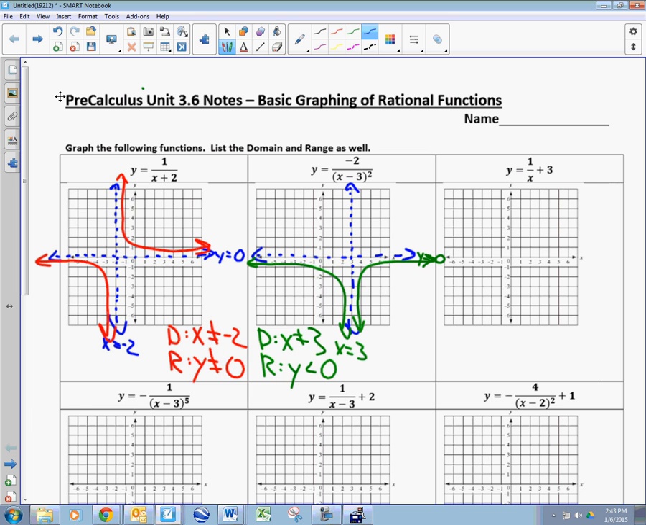How about the next one? Is there a horizontal shift? No, there's not. So I will stay right at 0. X equals 0 for the y-axis. Is there a vertical shift? Up 3. Which one is this going to look like? The first one or the second one? First one. Domain, x not equal to 0, range, y can't be 3.